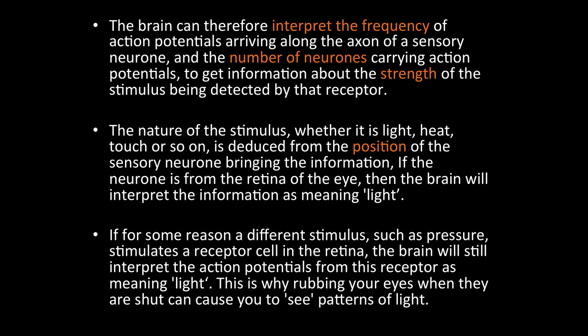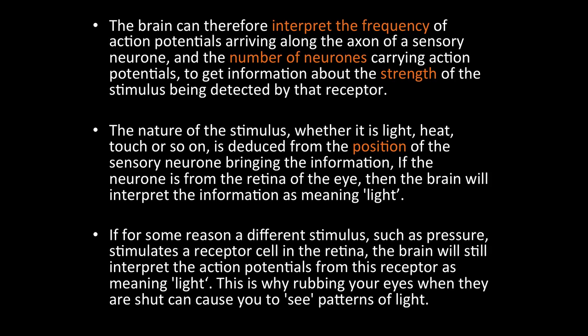Another thing that is important is the position, which neurons are being stimulated. The nature of the stimulus, whether it is light, heat, touch, or so on, is deduced from the position of the sensory neuron bringing the information. If the neuron is from the retina of the eye, then the brain will interpret the information as meaning light. So I'll give you an example below.